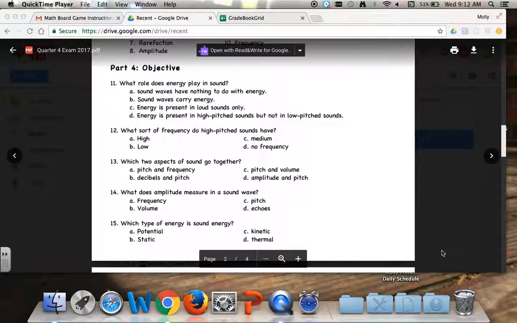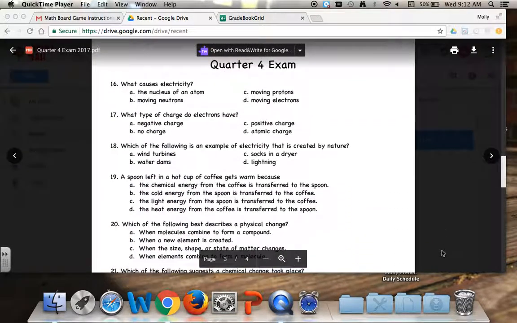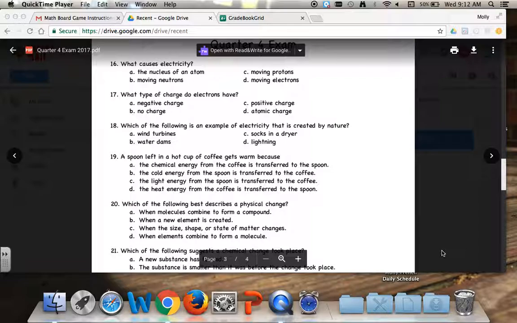Number 15. Which type of energy is sound energy? A. Potential. B. Static. C. Kinetic. Or D. Thermal. Number 16. What causes electricity? A. The nucleus of an atom. B. Moving neutrons. C. Moving protons. Or D. Moving electrons. Number 17. What type of charge do electrons have? A. A negative charge. B. No charge. C. A positive charge. Or D. An atomic charge.